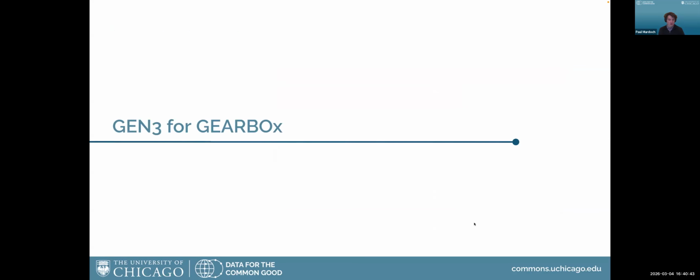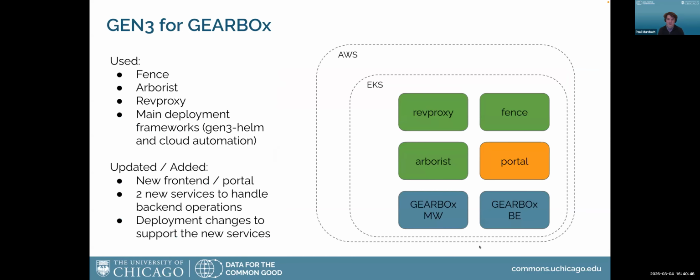So how do we use Gen3 for Gearbox? Pretty much what we did was we took Fence, Arborist, Revproxy, Gen3 Helm, and Cloud Automation, Gen3 Terraform, and then we updated the data portal deployment in Cloud Automation / Gen3 Helm to use our own custom UI image. These things combined created a base structure, providing us with out-of-the-box authentication, authorization, networking, a service to deploy our UI, and then Terraform to create the Kubernetes cluster and all the other AWS resources, and then, of course, deployment files to get all this stuff running.